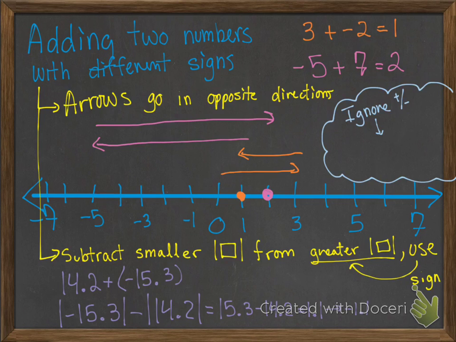Ignore the positive or minus sign. Subtract the two numbers, so subtract the smaller one from the bigger one, and then use the sign of the larger one. It's the same steps, but I think it's easier when you think about it in these three: ignore signs, subtract smaller from bigger, use the sign of the bigger one.